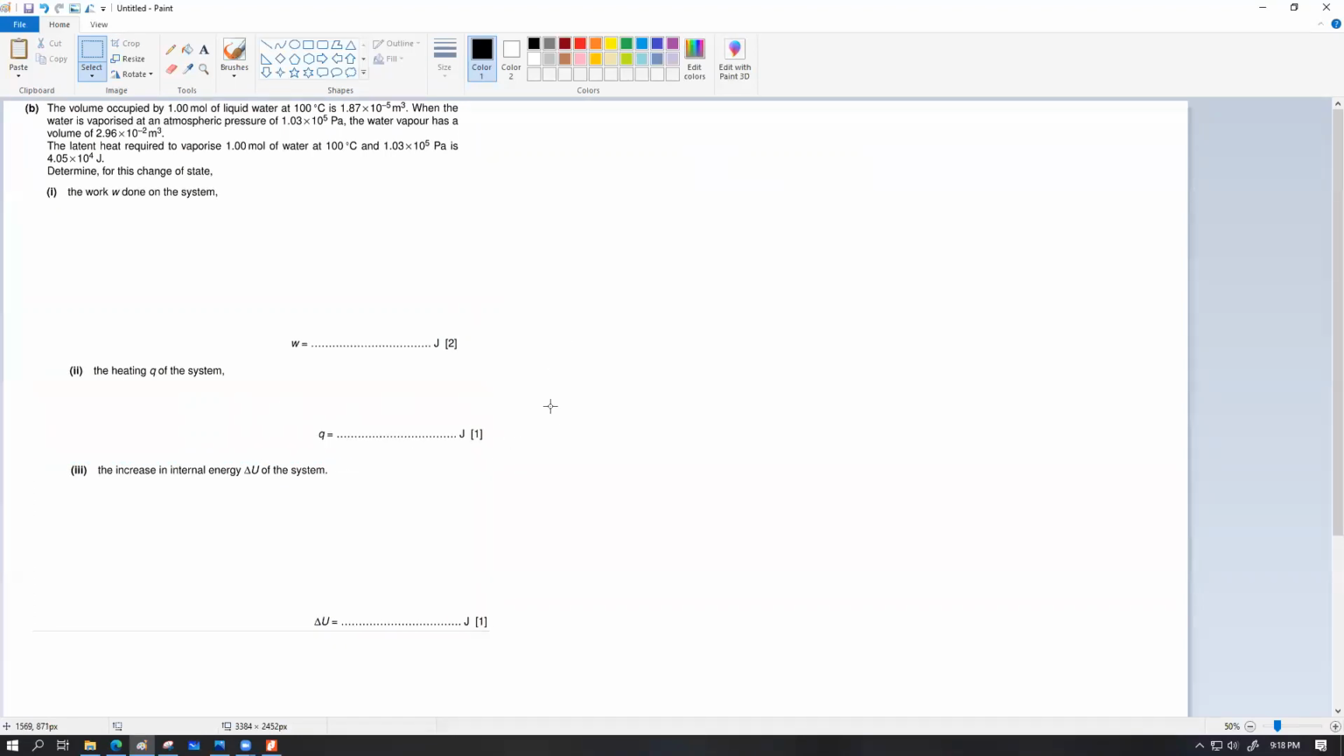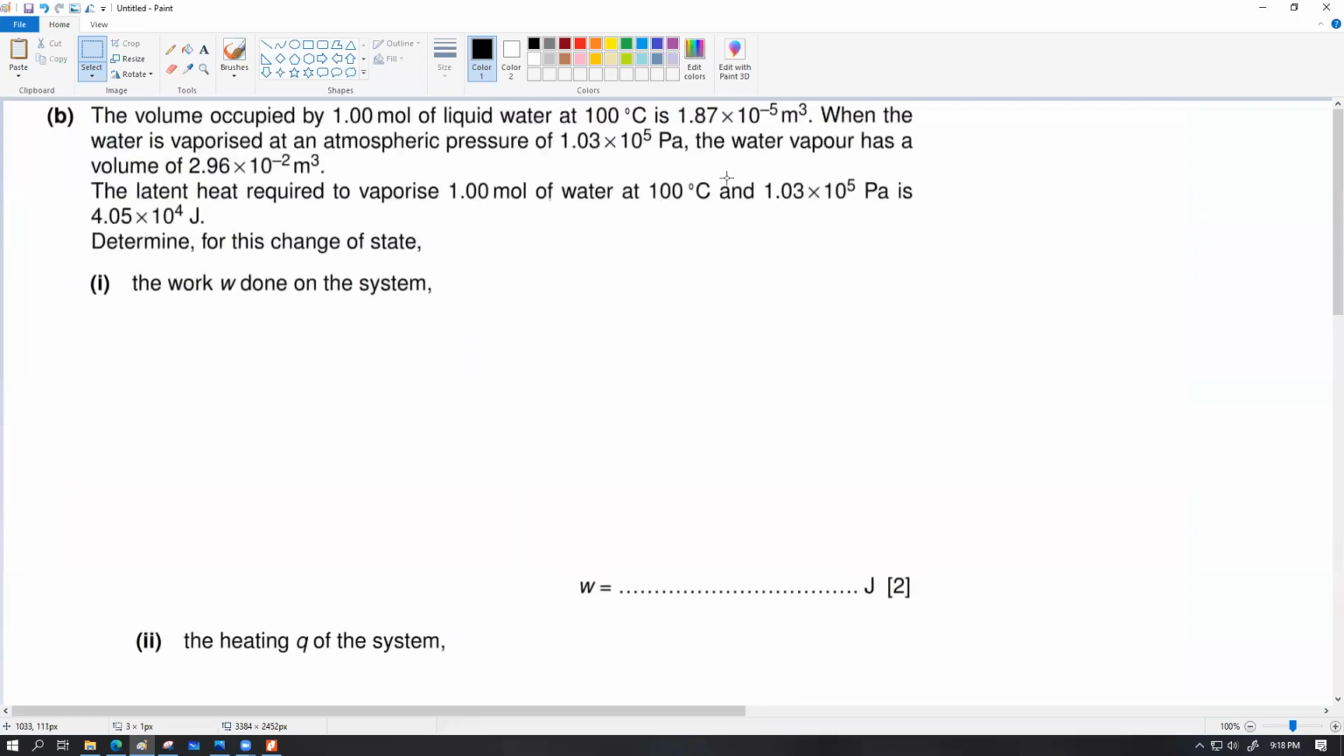The volume occupied by 1 mole of liquid water at 100 degrees Celsius is 1.87 × 10^-5 m³. When the water is vaporized at atmospheric pressure, calculate the heat required to vaporize the water at 100 degrees Celsius.